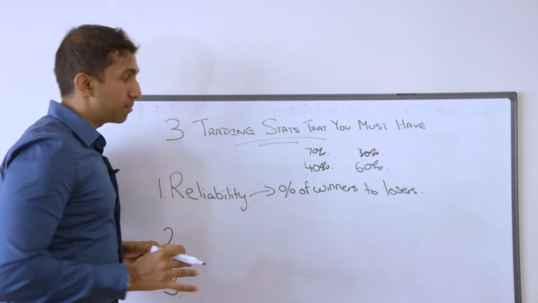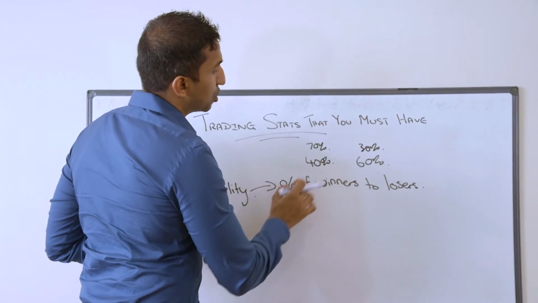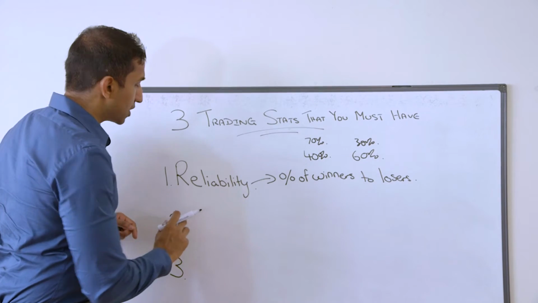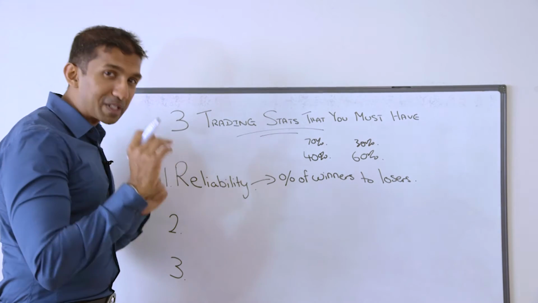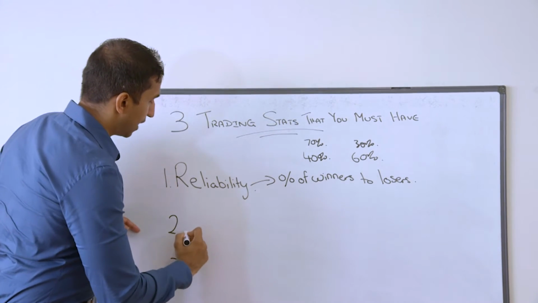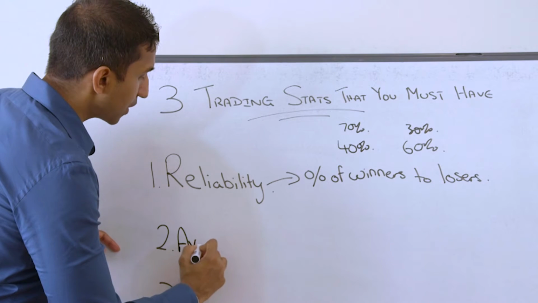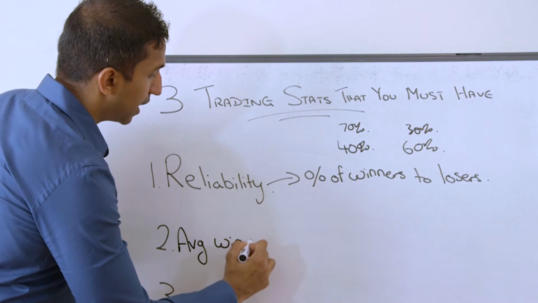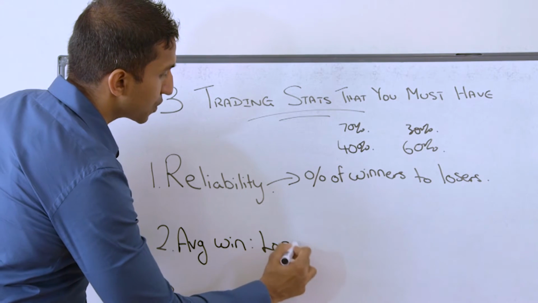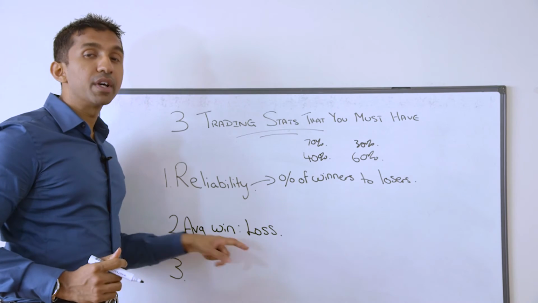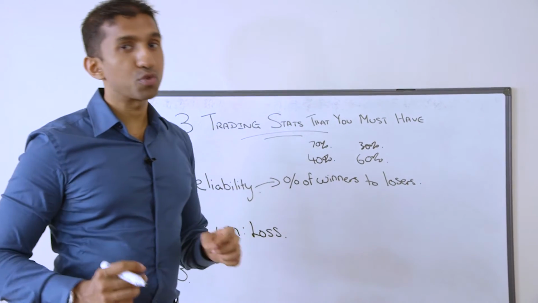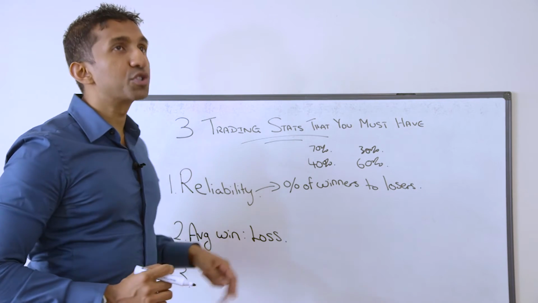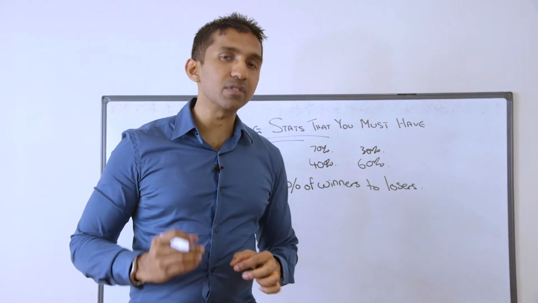The second one, because it's not only important to know how many times you're winning, as that's not the whole picture, is what puts it all into perspective: your average winner to loser, the average win to loss ratio. What do we mean by that? Basically, it's very similar to your reward to risk ratio.